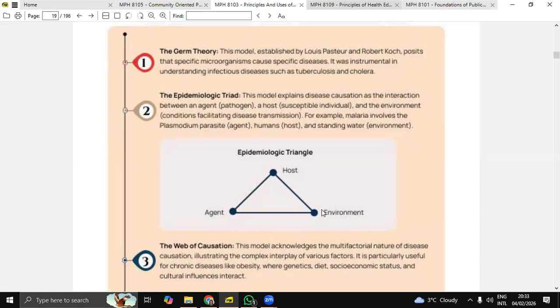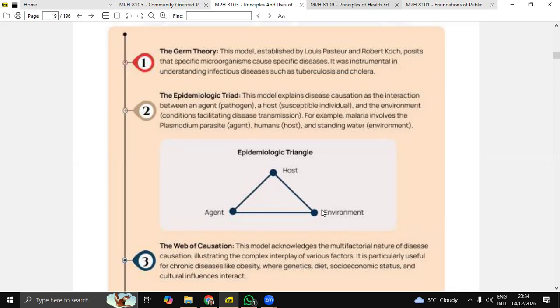And then there has to be an agent. The agent is the thing that will cause the disease. And then there has to be an environment. That environment is not necessarily a physical environment, but for infectious diseases, mostly it is. So the example we have here is malaria. The host here is the human being, and then there's standing water, which is the environment that enables the disease-causing agent to thrive.